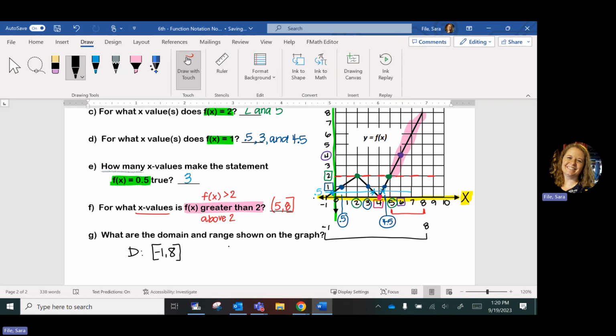Okay, what about low to high? What's the lowest this graph goes? And the highest? 8. So the range is low to high, it's 0 to 8. Also inclusive, brackets on both.